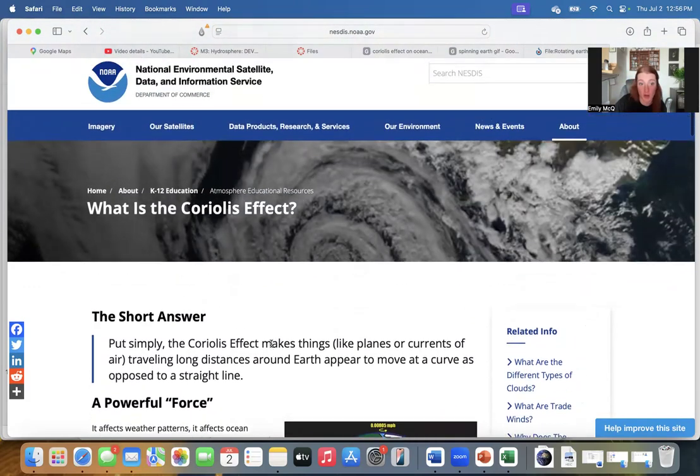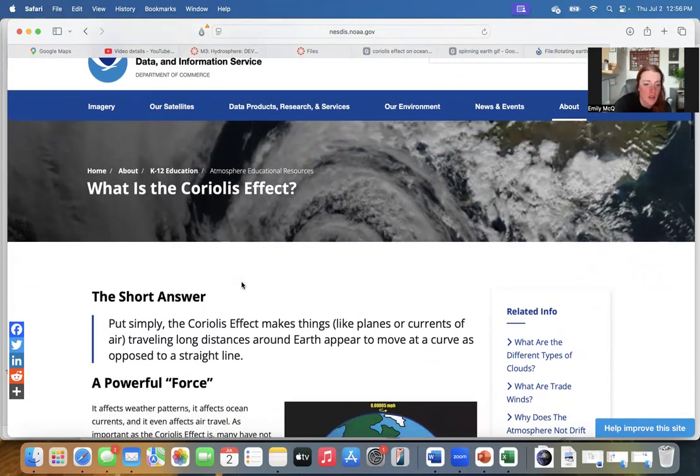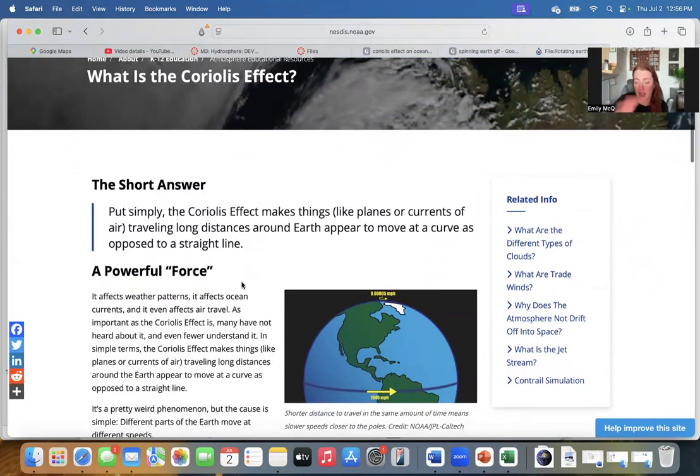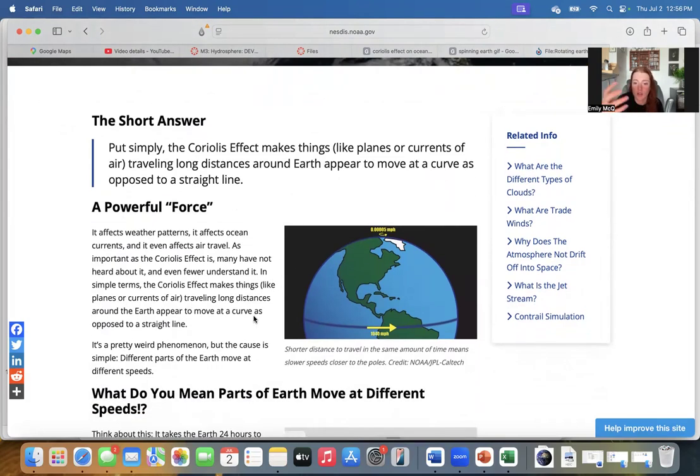So this is from NOAA. We love NOAA, the National Oceanic and Atmospheric Administration, and they have some really great websites that depict a lot of these scientific concepts very simply. To put it simply, the spinning of the Earth is also called the Coriolis effect, and the way that the Earth spins is different based on the latitude. I said that the poles spun faster, and I was wrong.